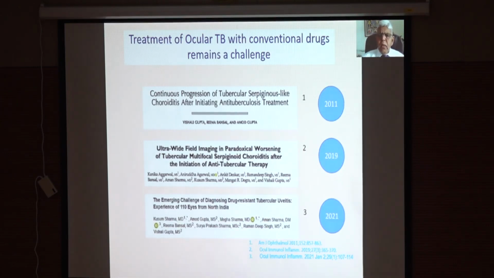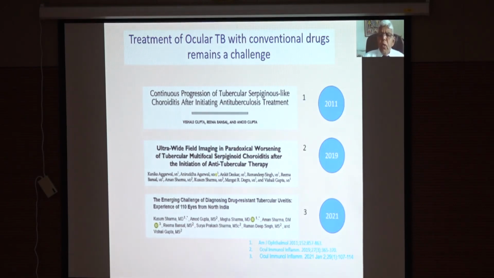Specifically, I'd like to flag the issue of the challenges that we face, and this now has been seen all over the world. A similar challenge that we flagged nearly more than 10 years ago is that once you start anti-TB drugs, some of these lesions, especially the serpiginous-like choroiditis, immediately start worsening, or what we call a paradoxical reaction is seen, and these lesions keep on progressing.